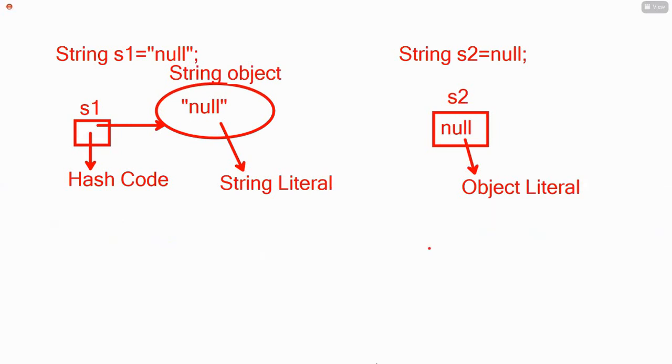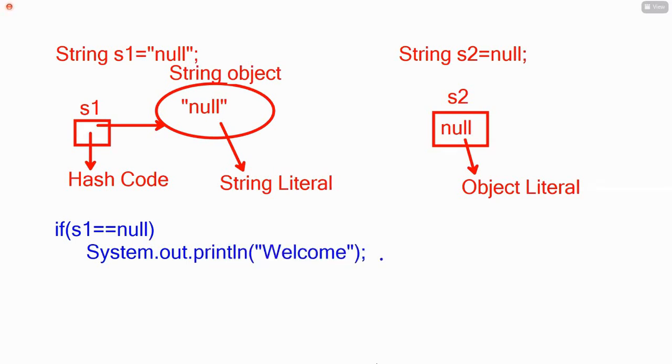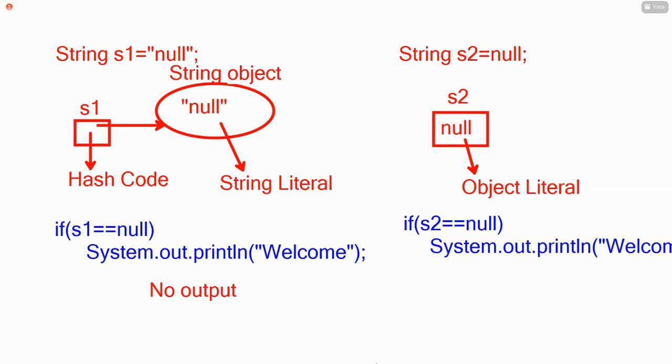This is only a little bit different. I'll write, give me the answer. If S1 double equal to null, System.out.println welcome. What will happen? S1, what does it contain? Hash code. Hash code double equal to null is false, which means no output. Now I'll write the other one. If S2 double equal to null, System.out.println welcome. What is the output? Welcome. It is just the reverse. Write this one. Output: welcome.